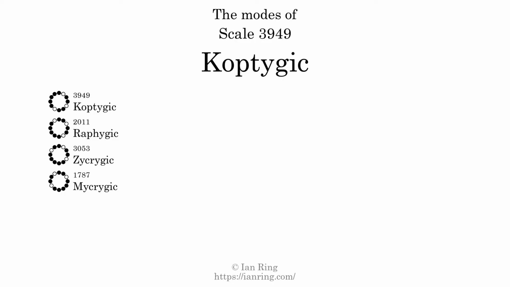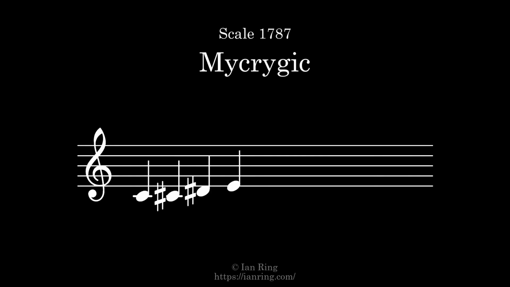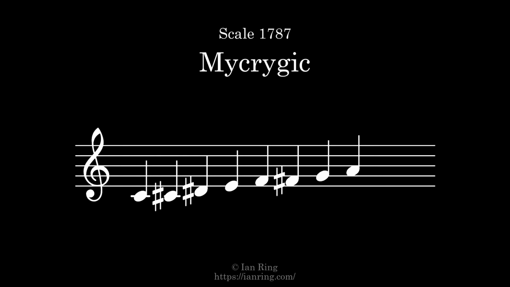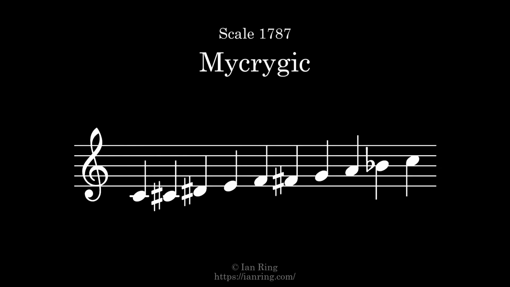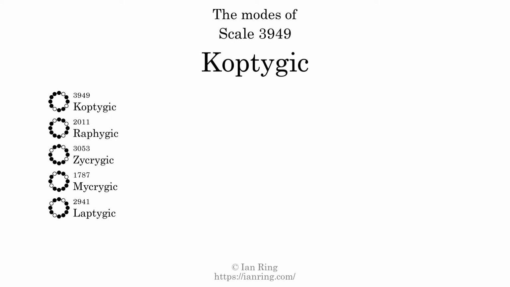The fourth mode is scale 1787, also known as Koptygic. It sounds like this. The fifth mode is scale 2941, also known as Koptygic. It sounds like this.